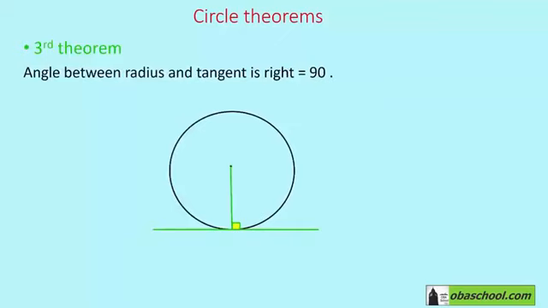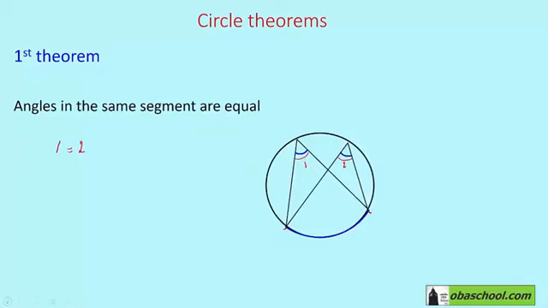Now for the third theorem, we have the angle between a radius and a tangent is equal to 90 degrees. Well, if we take a closer look, it actually forms a 90-degree angle, a right angle. And why is that? It is because the tangent is perpendicular to the radius since it's cutting the circle at only one point.